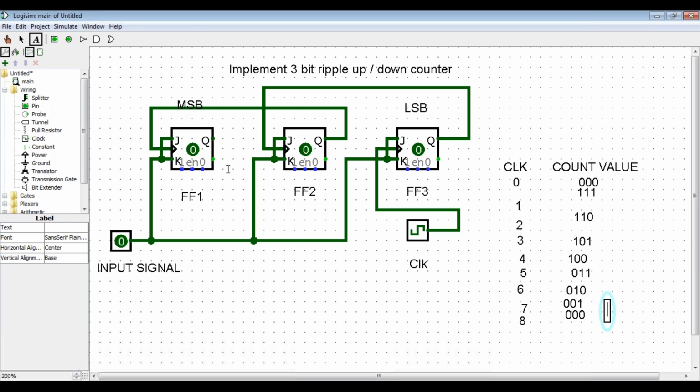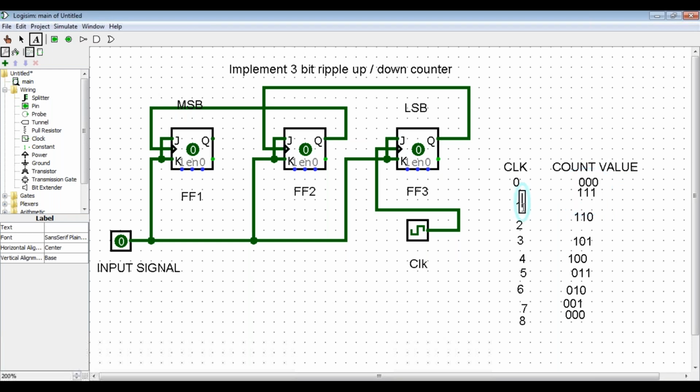Now this circuit will work as a down counter, because if you click your flip-flop, in the property you can find rising edge. Because we have connected in the rising edge configuration, that's why it will work like a down counter. So if there is no clock, the value of each flip-flop will be 0 0 0. If I am applying my first clock, what will happen? The counter value will be 1 1 1, I mean the maximum value. 3 bit maximum value is 1 1 1.